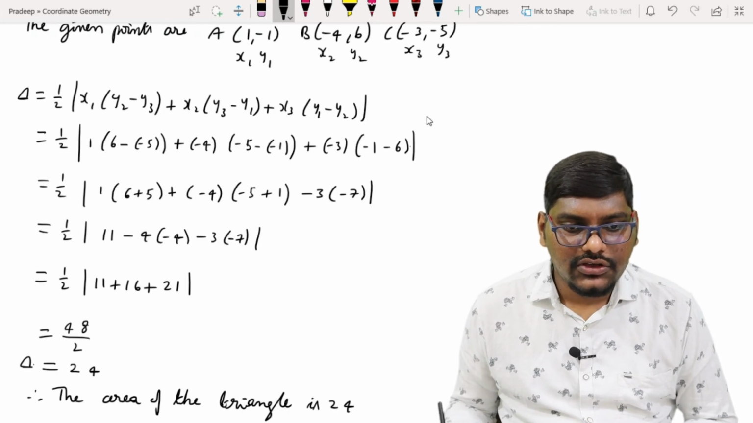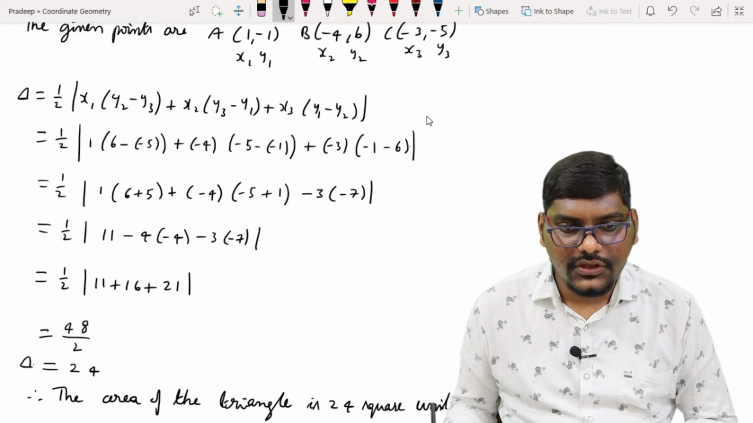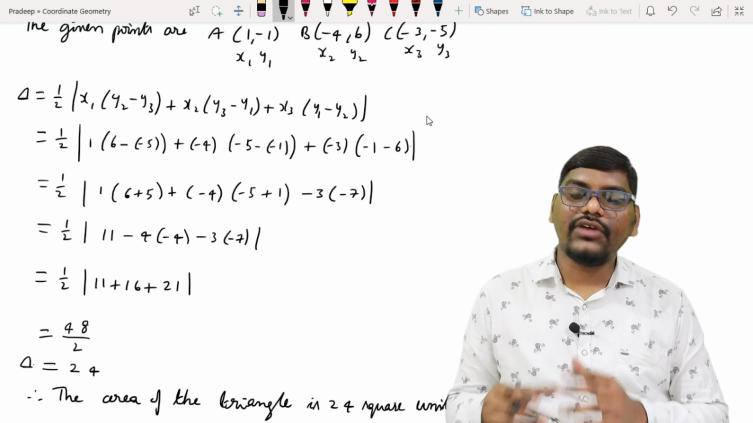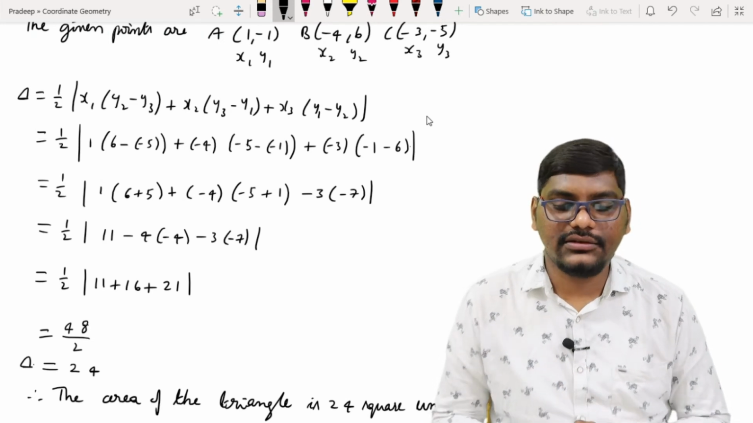24 square units. Okay, so this is the way we will find out the area of the triangle.